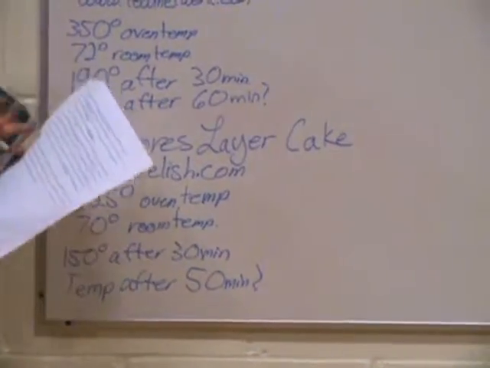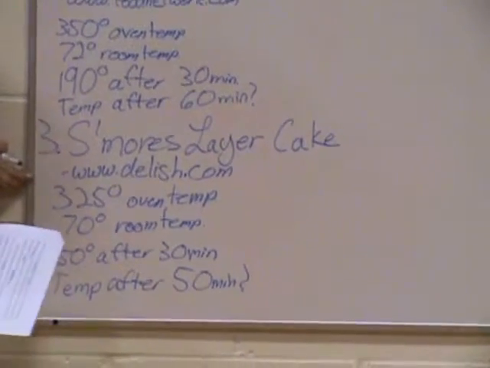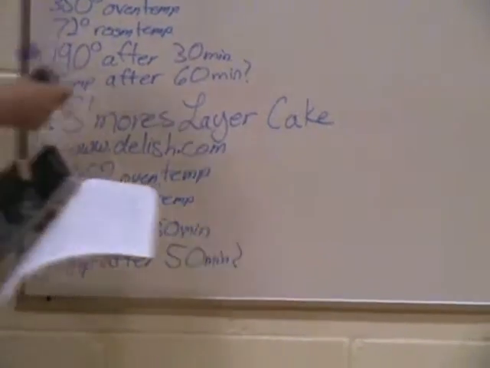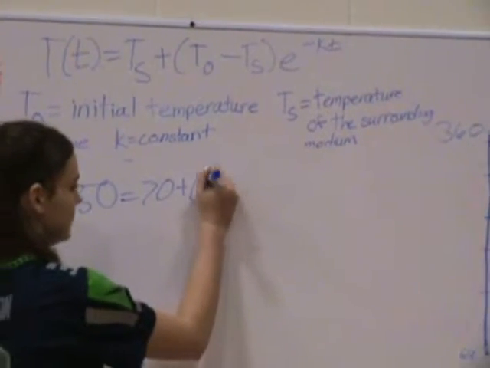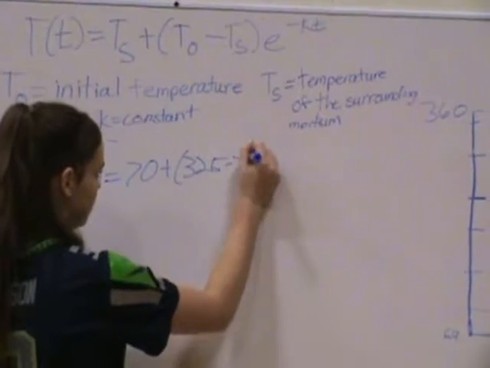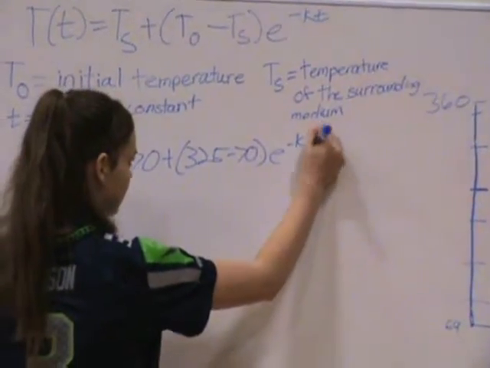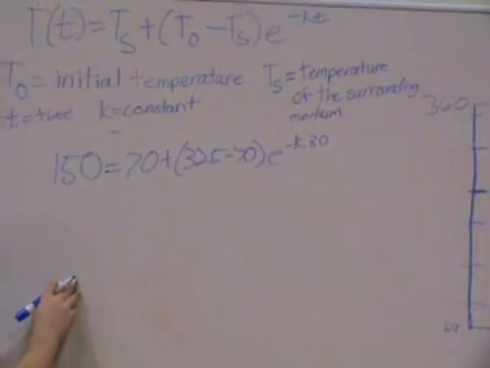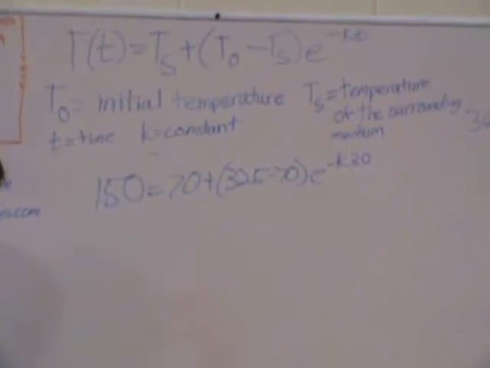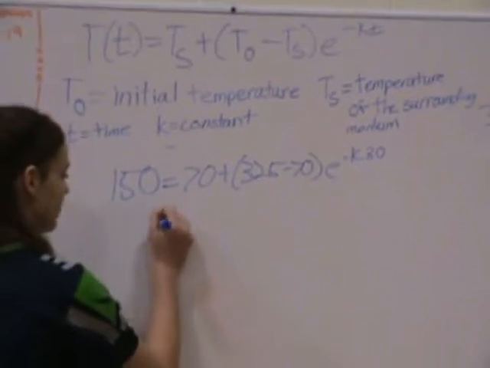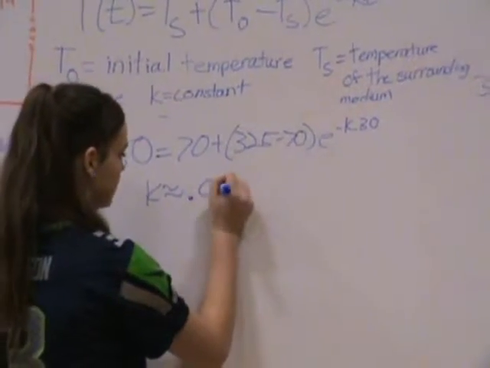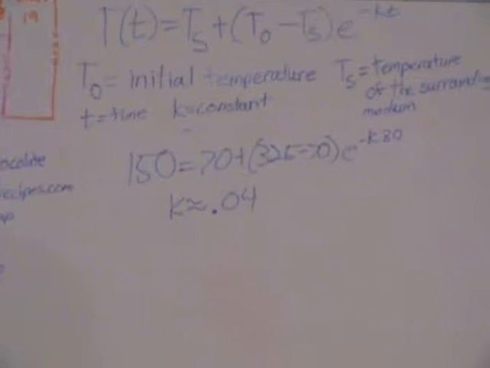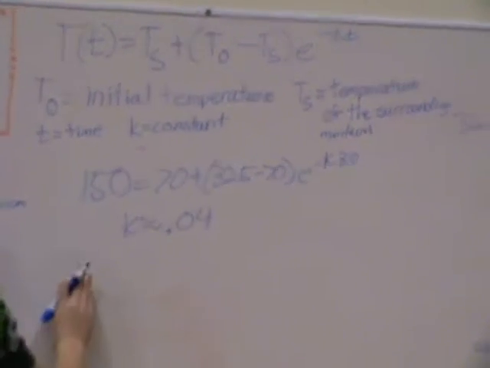So the first thing I would still have to solve for k first before I could put this into my calculator to graph. So I'm going to put 150 would equal 70 plus 325 minus 70 times e to the negative k times 30. And then solving this, I already did the math, and you get k to be approximately 0.04.